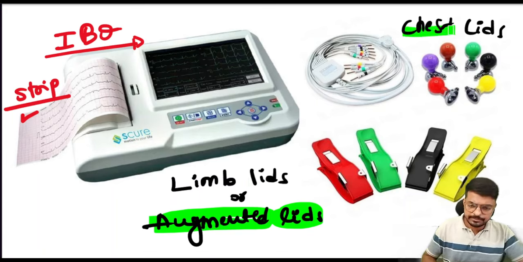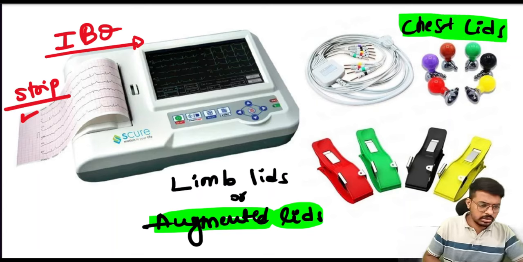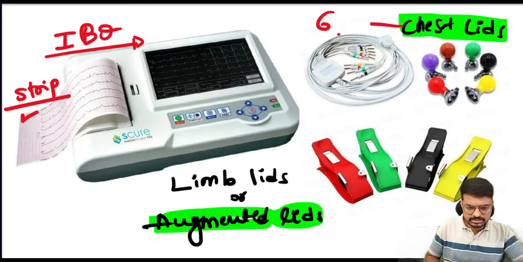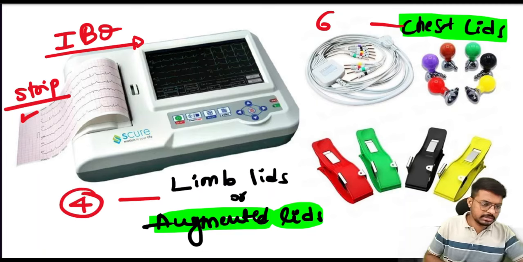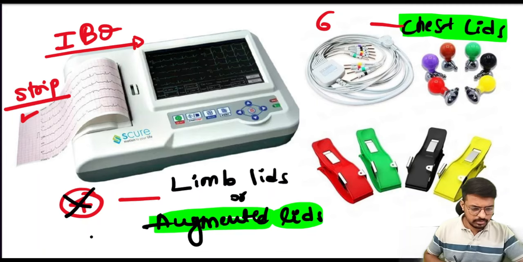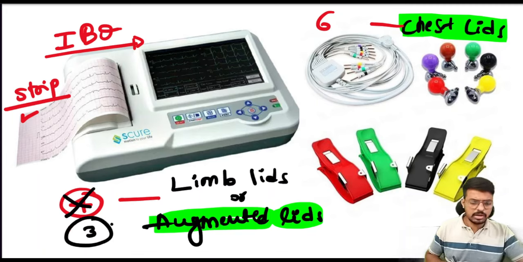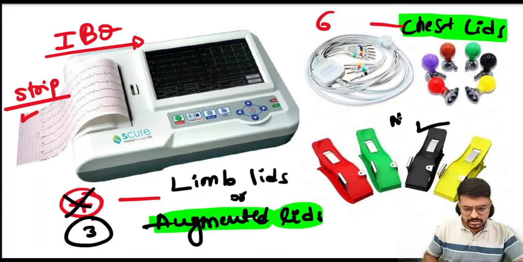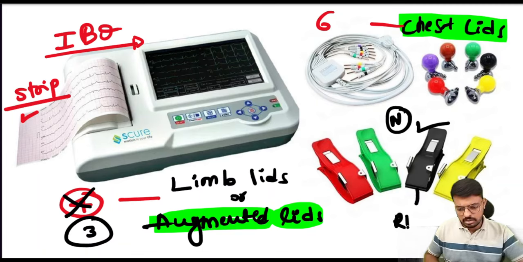The examiner will ask the question about the total number of chest leads. The total number of chest leads is 6. How many chest leads are there? 6 chest leads. And the total number of limb leads is 4, but we will consider it as 3. Why? Because this black color lead we will not consider. This lead is the neutral one, and it is applied to our right foot.